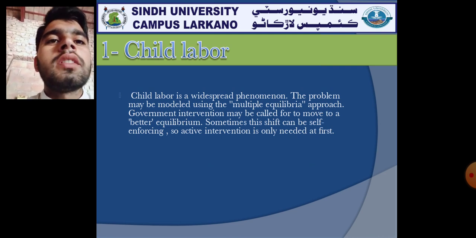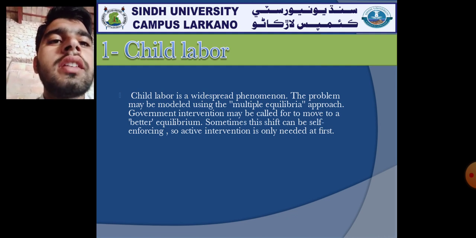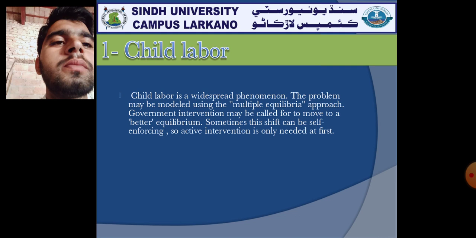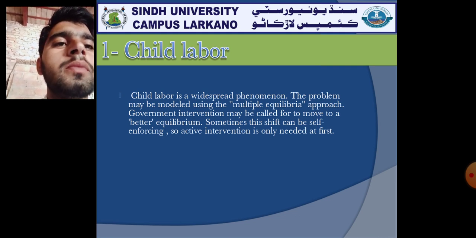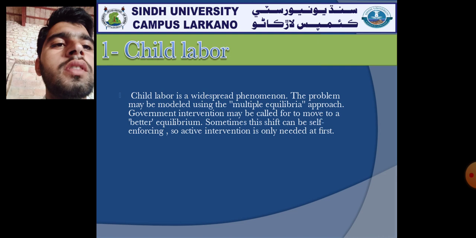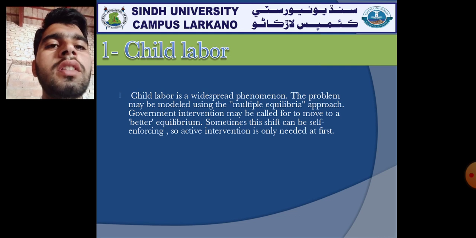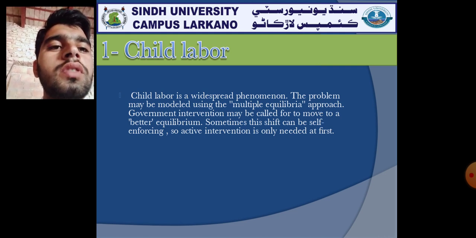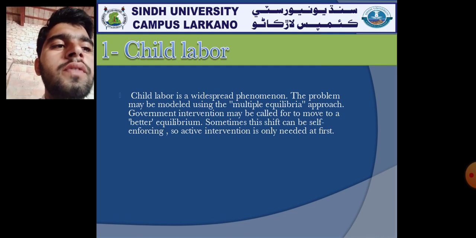Our first topic is child labor. What is child labor? Child labor is a widespread phenomenon. The problem may be modeled using the multiple equilibria approach. Government intervention may be called for to move to a better equilibrium. Sometimes this shift can be self-enforcing, so active intervention is only needed at first.